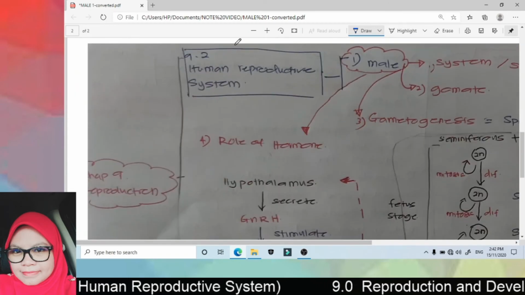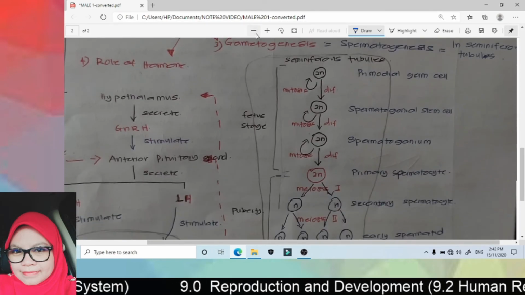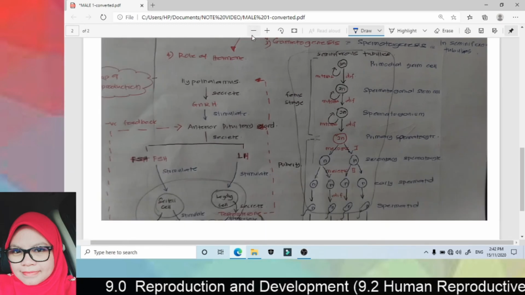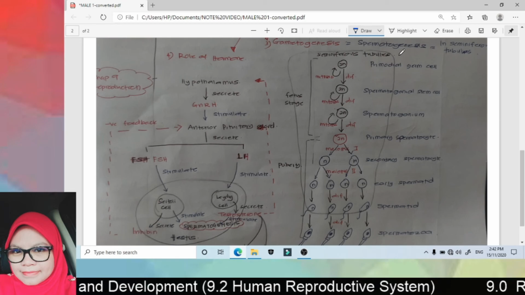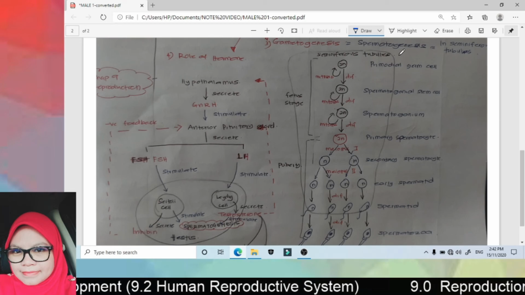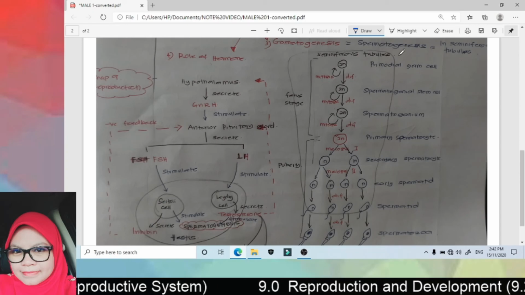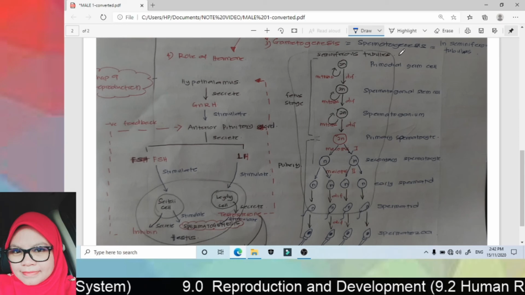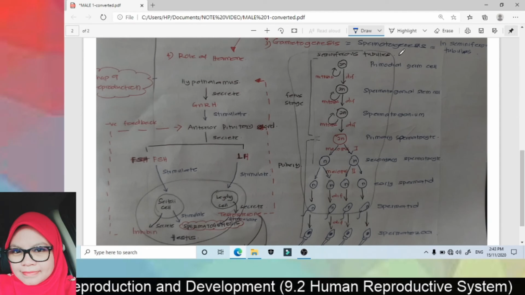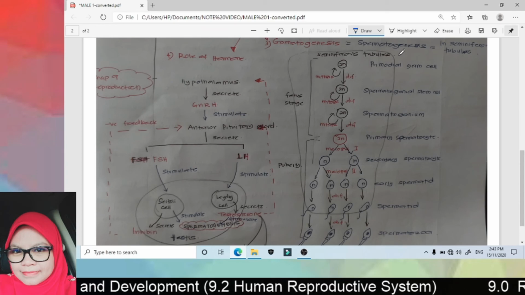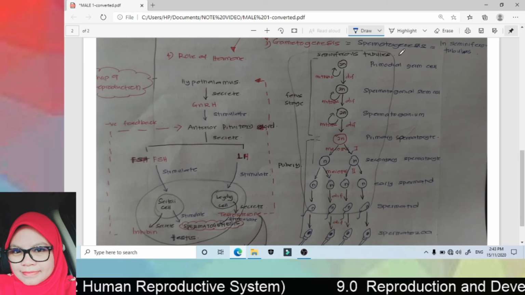Okay, now let's proceed to the next topic, which is spermatogenesis. So what is spermatogenesis? Spermatogenesis is a type of gametogenesis. Maksudnya spermatogenesis ini adalah proses untuk penghasilan gamet. Tapi dia lebih spesifik adalah penghasilan sperm, iaitu production of male gamete, and it occurs in the seminiferous tubule of the testis. Okay, ingat eh, spermatogenesis is the process producing sperm, which is the male gamete, and of course it is a haploid cell, and it occurs in the seminiferous tubule of the testis.